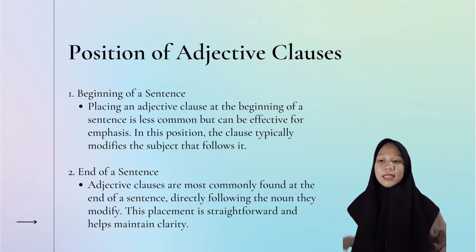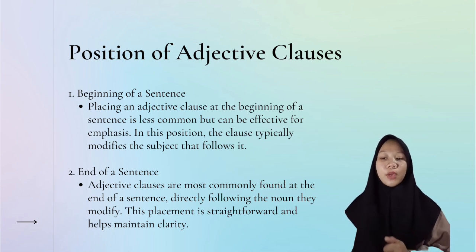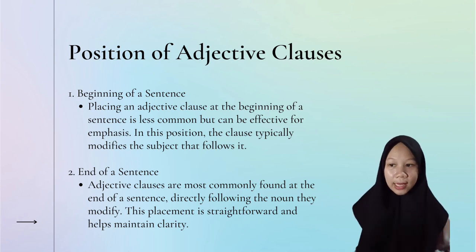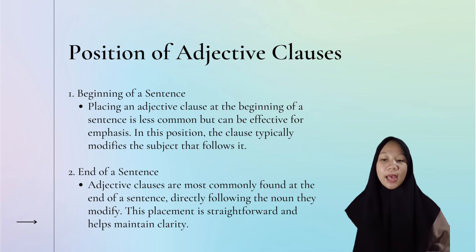And then the second is the end of a sentence. For example, "My sister loves to read books that are thrilling." Here, "that are thrilling" directly modifies books, making it clear which books are being referred to.